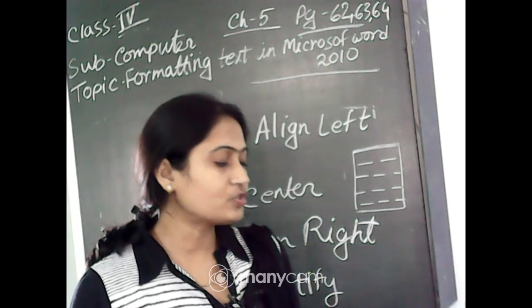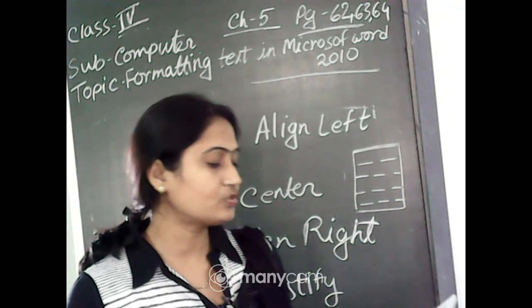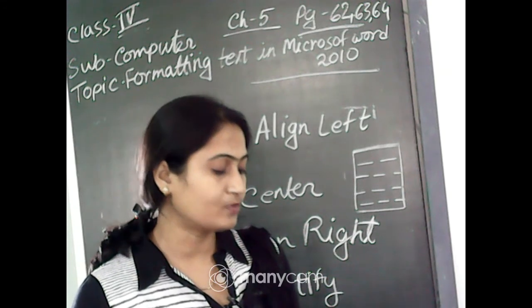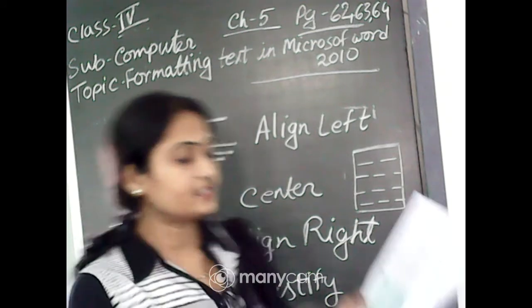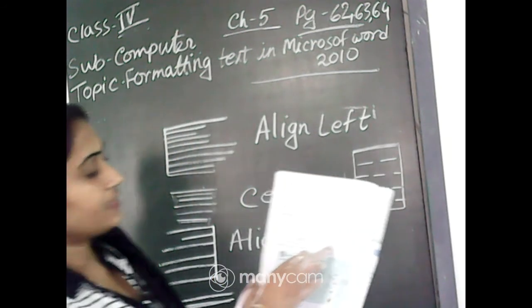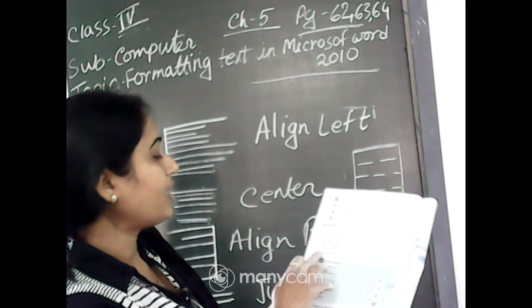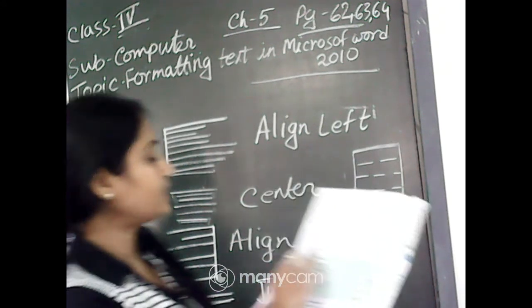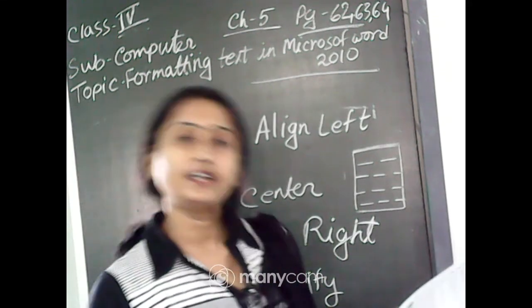We can also change the alignment using the paragraph group, and click on the paragraph dialog box launcher. This is the paragraph dialog box, either on the Home tab or the Page Layout tab. The paragraph dialog box appears and you select the desired alignment.